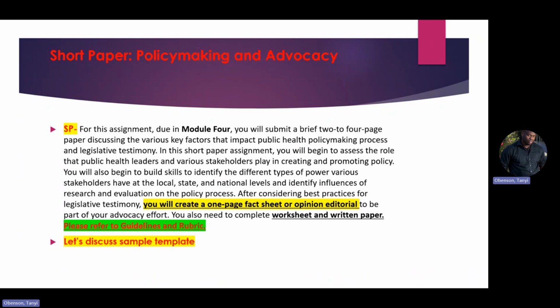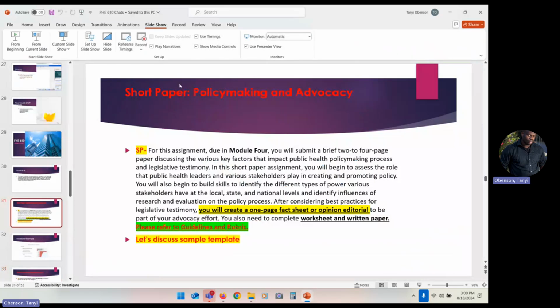You will also begin to build skills to identify the different types of power various stakeholders have at the local, state, and national levels, and identify influences of the research and evaluation on the policy process. After considering the best practices for legislative testimony, you create a one-page fact sheet or opinion editorial to be part of the advocacy product. You also need to complete a worksheet and a reading paper. So let's take a look at the assignment samples so that you can get a better idea of what is expected.